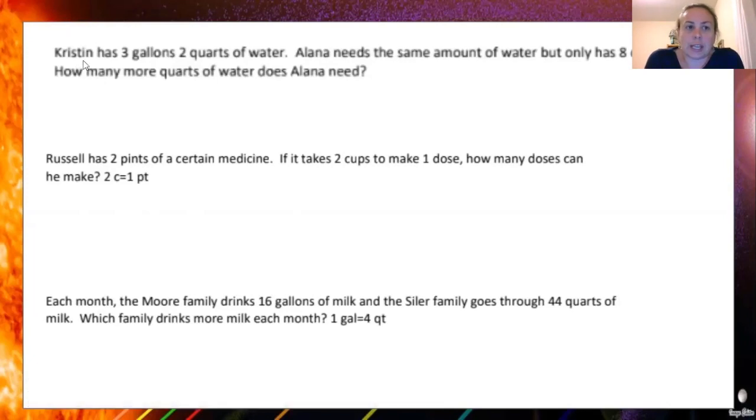Our first one, Kristen has 3 gallons, 2 quarts of water. Elena needs the same amount of water, but only has 8 quarts. How many more quarts of water does Elena need?